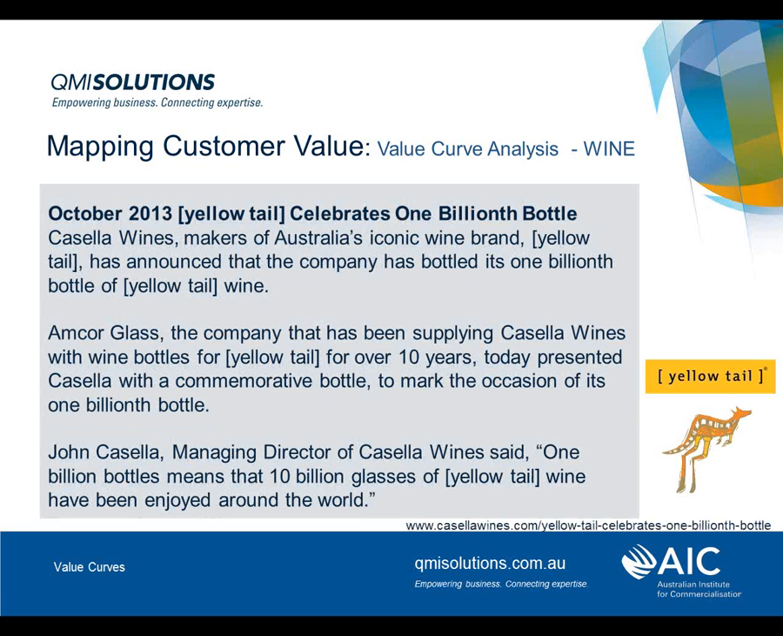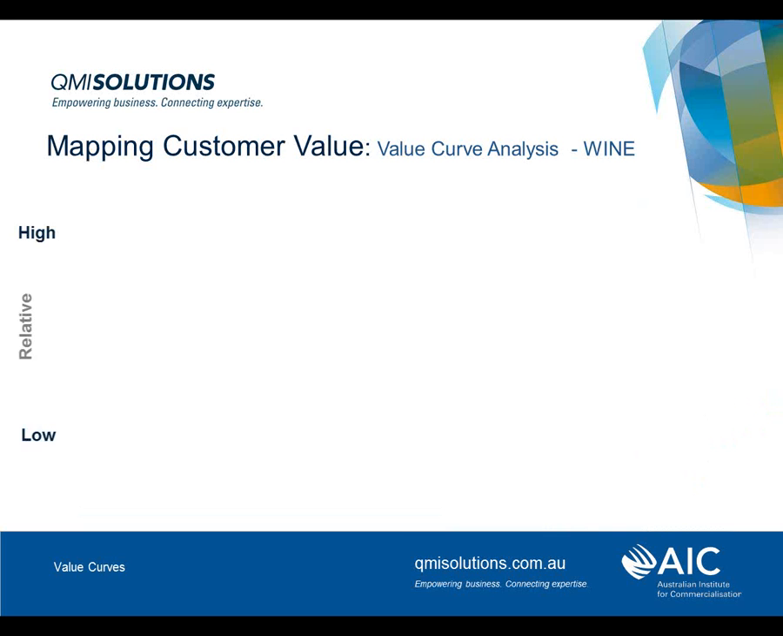So in just October last year, they bottled their 1 billionth bottle, which is around 10 billion glasses of Yellowtail wine. It's one of the biggest manufacturers of wine in Australia, and it's a major importer into the United States and Canada, 50 different countries around the world.